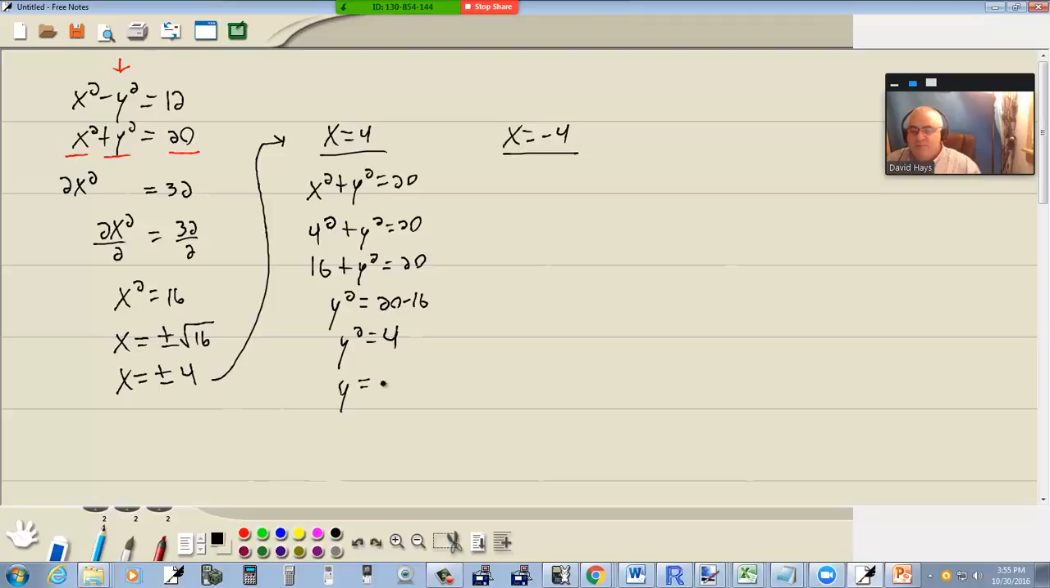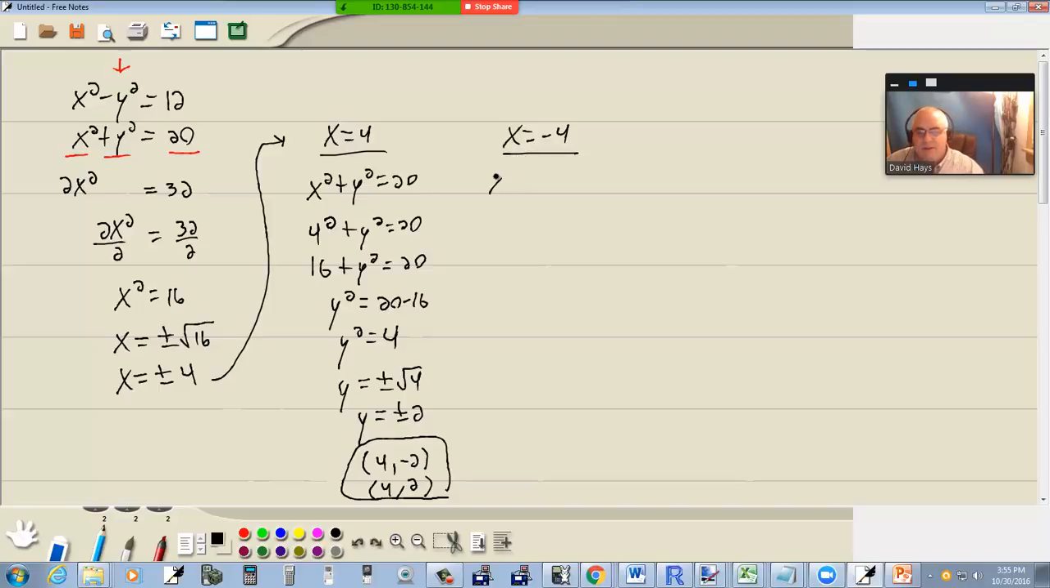Square root property: you drop your squared, and you put a plus or minus square root on the other side, and we get plus or minus 2. So our first answers will be (4, -2), and our next one will be (4, 2).